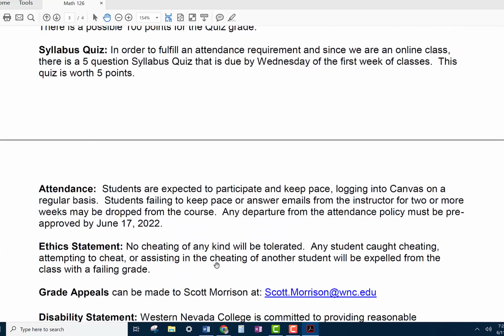Students are expected to participate and keep pace, logging into Canvas on a regular basis. Students failing to keep pace or answer emails from the instructor for 2 or more weeks may be dropped from the course. Any departure from the attendance policy must be pre-approved by June 17th. Now, I do not automatically drop people. Do not assume you're going to be automatically dropped. If you need to drop the course or change to an audit or something, you need to take that action yourself.